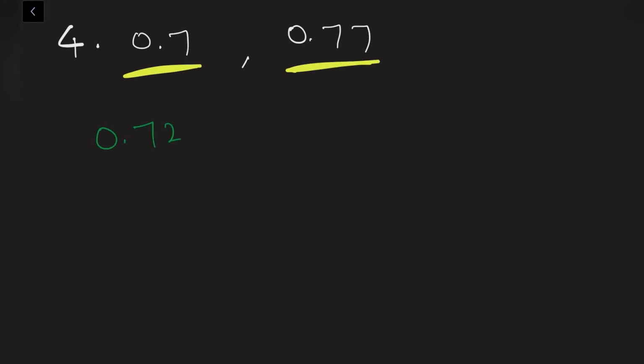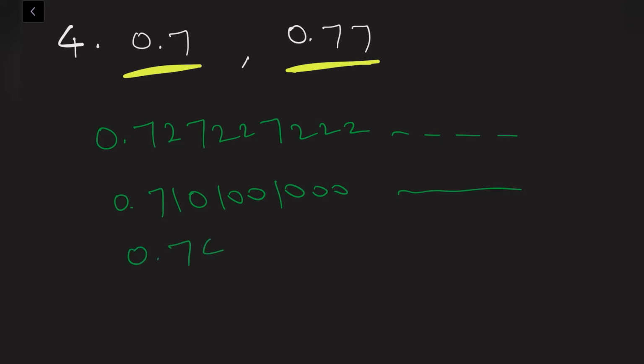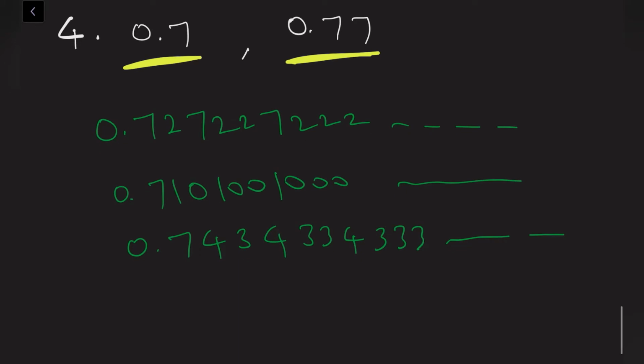So I can write it like 0.72, 722, 7222, and so on, otherwise 0.710, 100, 100, and so on, otherwise 0.743, 433, 4333, and so on. So these all are the irrational numbers which lie between 0.7 and 0.77. Okay, next let us move to bit number 5.